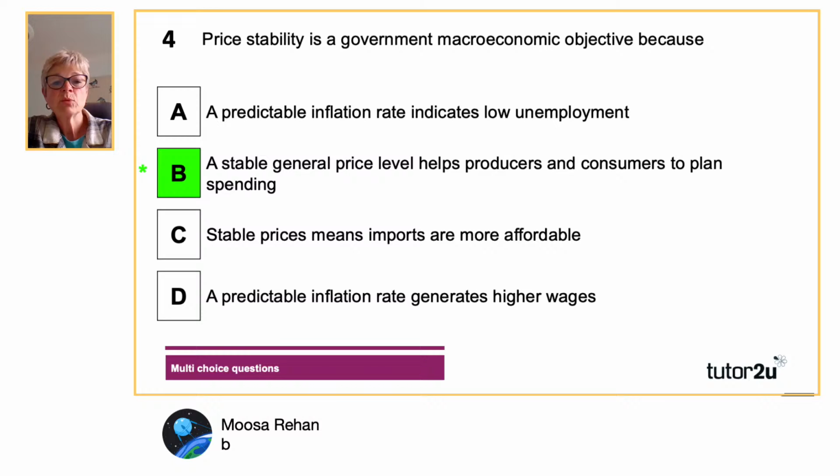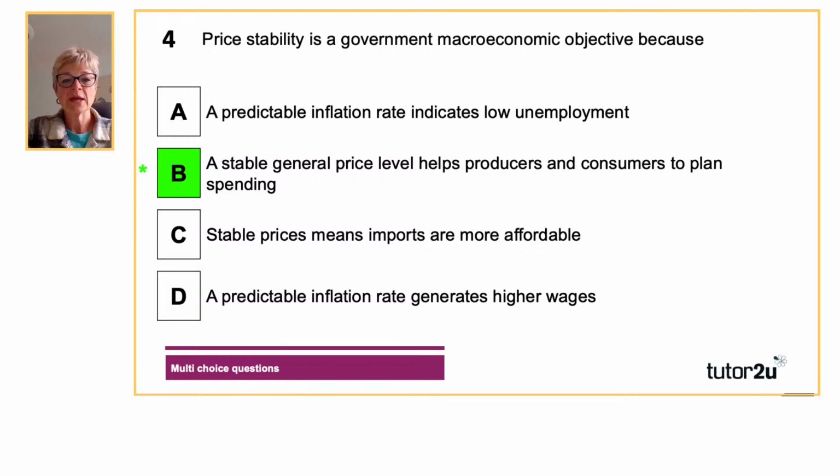We like it because we can plan our consumption, but producers, more importantly, can plan their investment, and investment leads to growth. And growth is what we're after in the economy. So we need price stability first, and then we can hopefully get growth through investment.